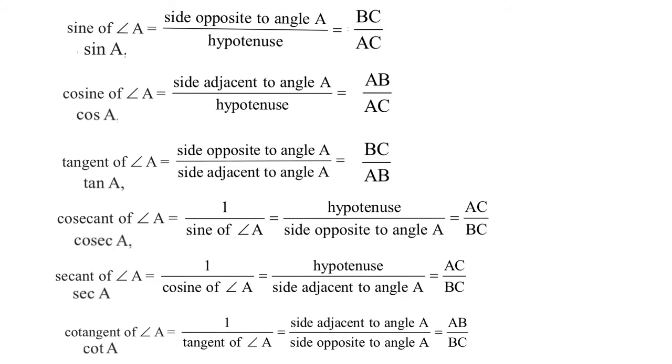So these are the 6 trigonometric ratios that you need to remember: sine, cosine, tangent, cosecant, secant, cotangent. So based on this, we will be looking at how to solve problems using these trigonometric ratios.